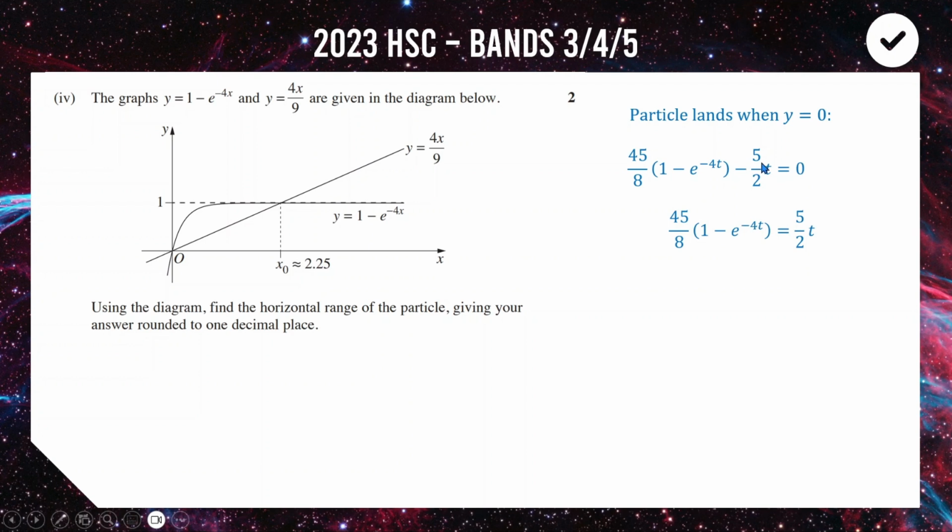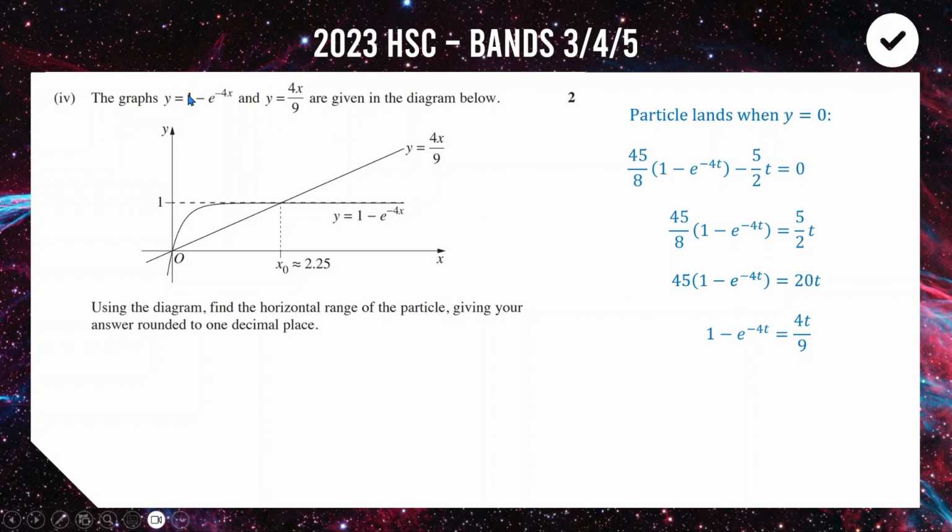Let's move the 5 over 2t across. Let's multiply both sides by 8. And now let's divide both sides by 45. And what you end up with is 1 minus e to the minus 4t equals 4t over 9. Hey, that's really similar to what it looks like in the question.